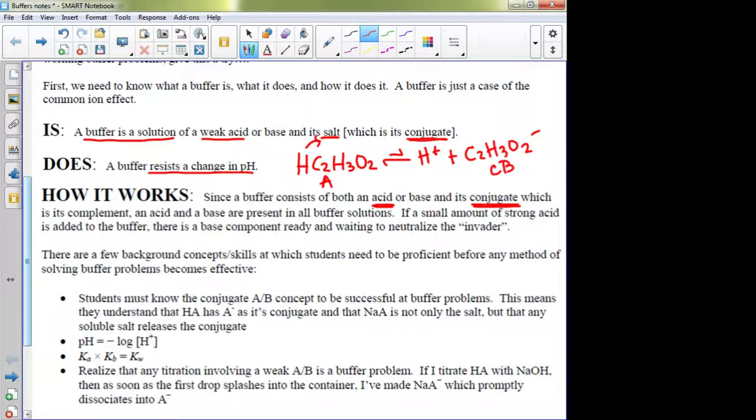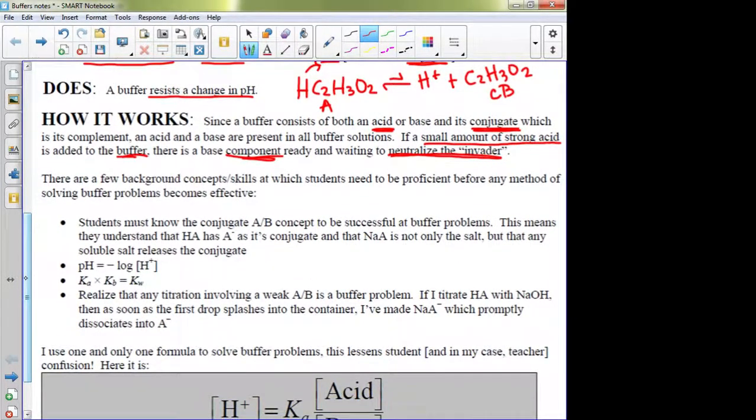We got it? All right. So what we'll have tomorrow is, if a small amount of a strong acid or a strong base is added to a buffer, there's another component there that's willing to neutralize the invader. So if I quickly neutralize anything I add, is my pH going to change?